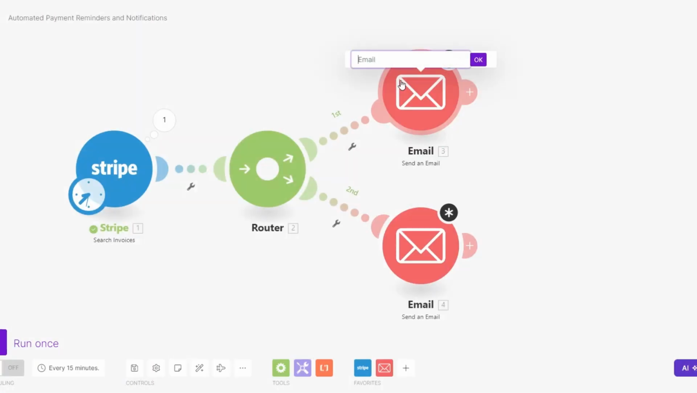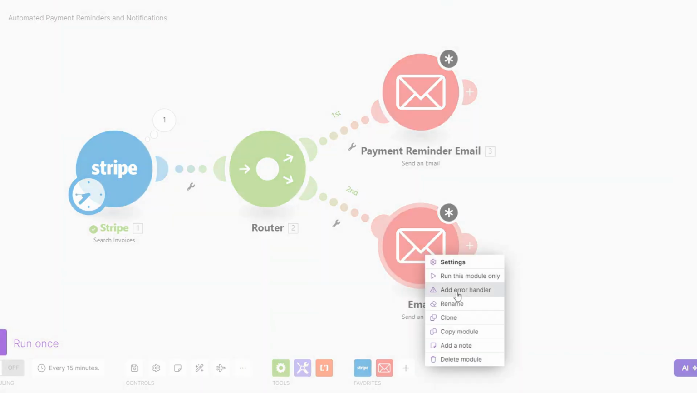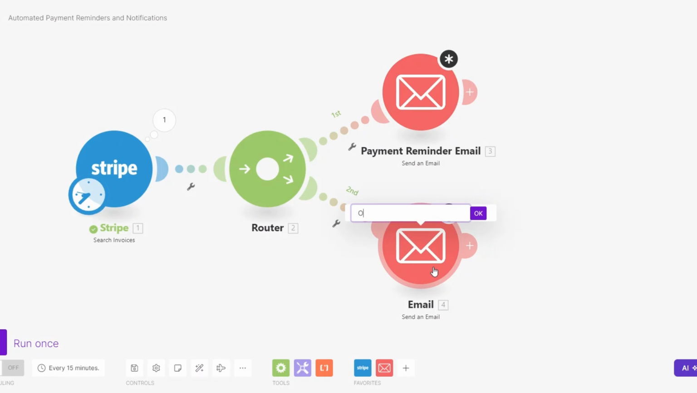Let us rename this email. So this one, I'll rename it to payment reminder email. Then click on OK. Then I'll rename this one to overdue payment email. And then click on OK.